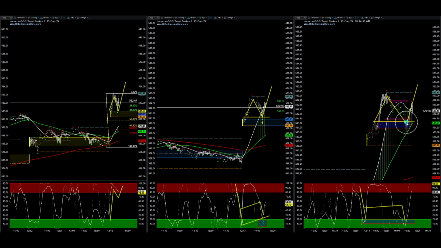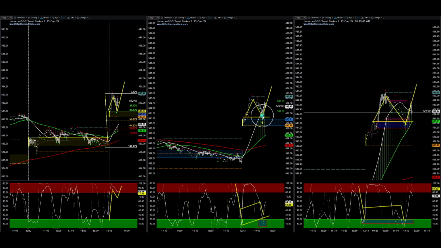Reverse H, moving average bounce, H pattern. Reverse H, moving average bounce, H pattern slingshot. Reverse H Fibonacci, lightning to the upside.